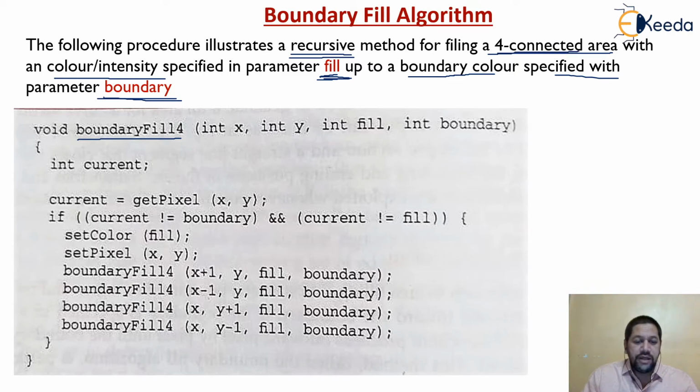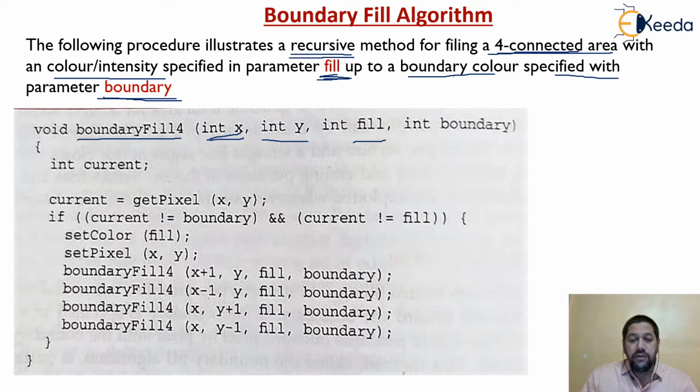Boundary fill is the name of my recursive function. Boundary fill 4 is my recursive function. What values are we passing? I think we learned in the first slide that we have to pass the seed pixel, or the current pixel. The current pixel is integer x, integer y. X and y is my current pixel.